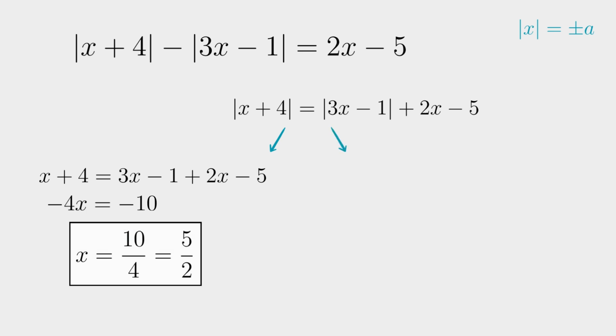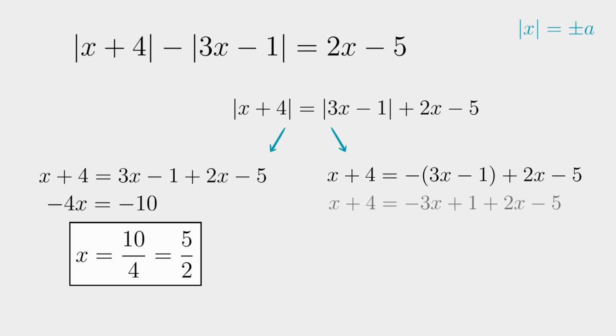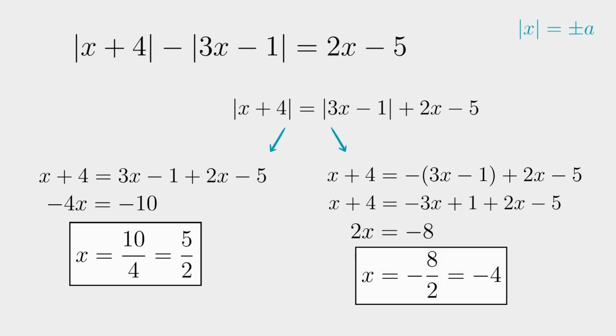Now the second case will be x plus 4 is equal to minus, and then in brackets, 3x minus 1, and then plus 2x minus 5. Distribute the negative 1 into the bracket, then add 3x to both sides, subtract 2x from both sides, and subtract 4 from both sides as well. This should leave you with 2x is equal to negative 8. Divide both sides by 2 and you will get your second answer. X is equal to negative 8 over 2, and that can be simplified to x equals negative 4.